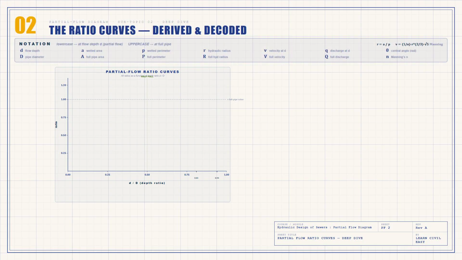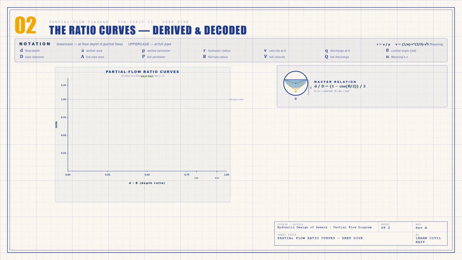In our last video, we saw that the partial flow chart has 2 peaks. Velocity peaking at d over D equal to 0.81 and discharge peaking at 0.94. But why? Today we will derive every curve from first principles, so by the end you will understand exactly what is happening. First, the setup, a circular sewer of diameter D with water flowing at depth d.